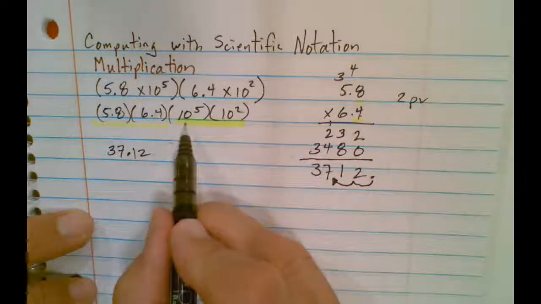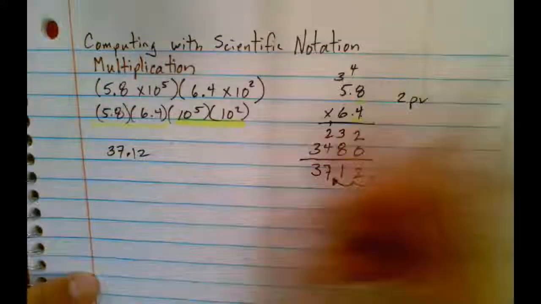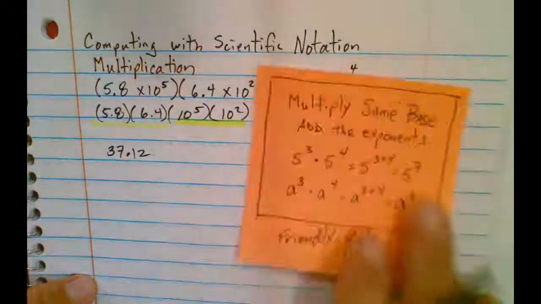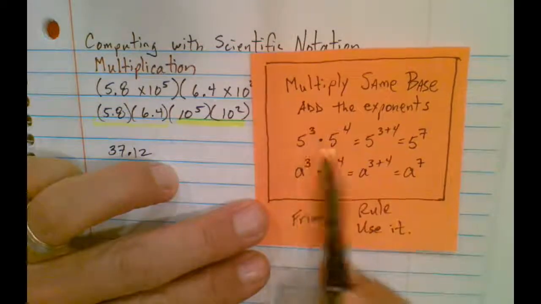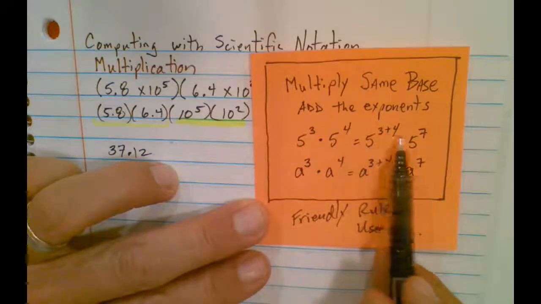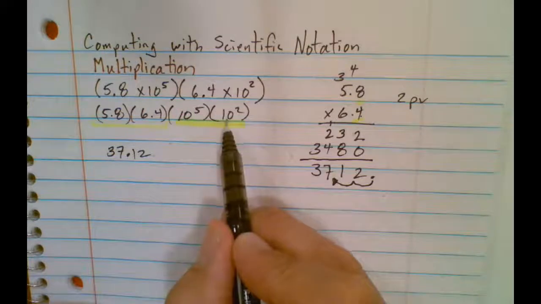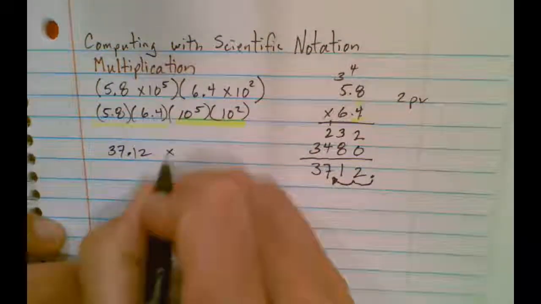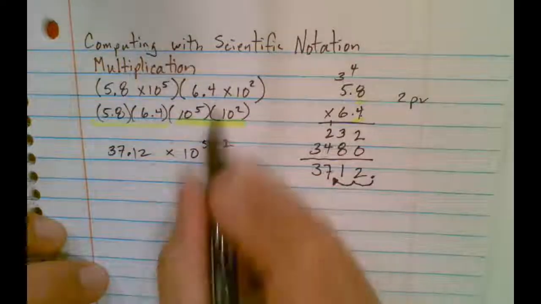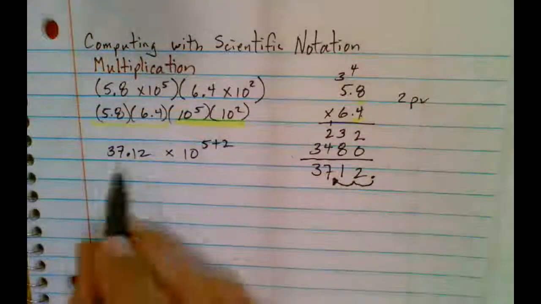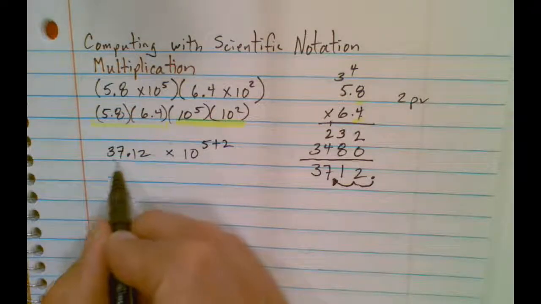But this right here, hey look, it's the same base, 10, being multiplied. And if you remember our rule, when you multiply the same base, you add the exponents. 5 to the 3rd times 5 to the 4th is 5 to the 3 plus 4. In this case, 10 to the 5th times 10 to the 2nd power becomes times 10 to the 5 plus 2, just add the exponents. Now this almost looks like scientific notation, but the decimal point needs to come over one place.